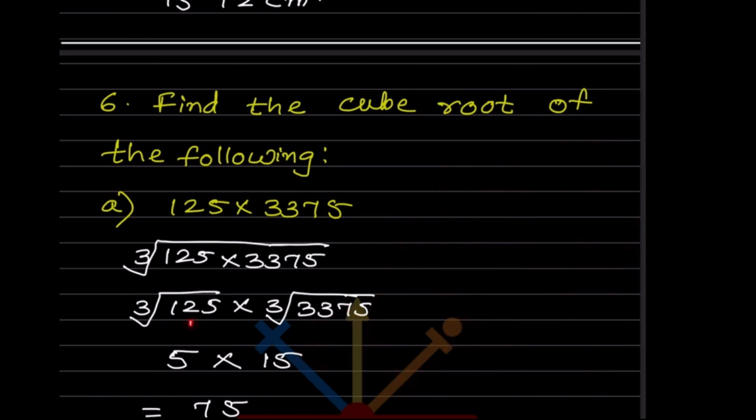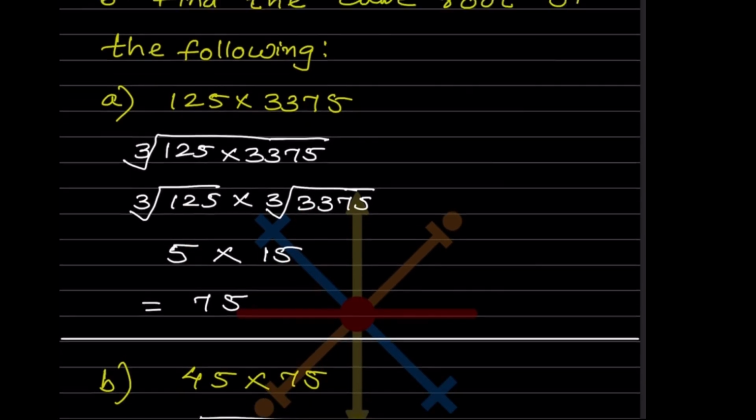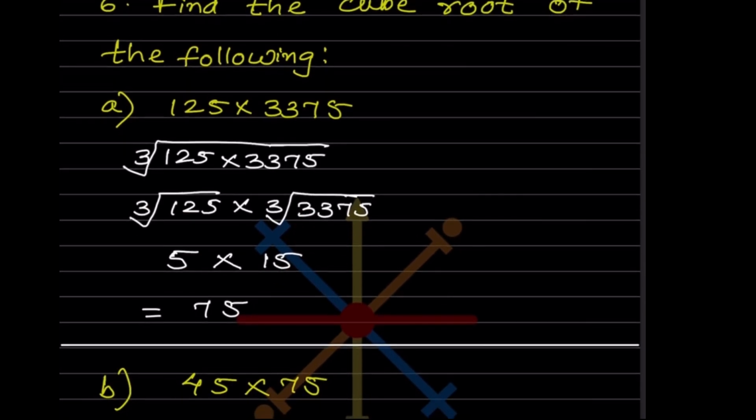So now you got for this one as 5, this 15. So you will multiply this together. So that is 75. So 75 is the answer. The cube root of this number is 75.